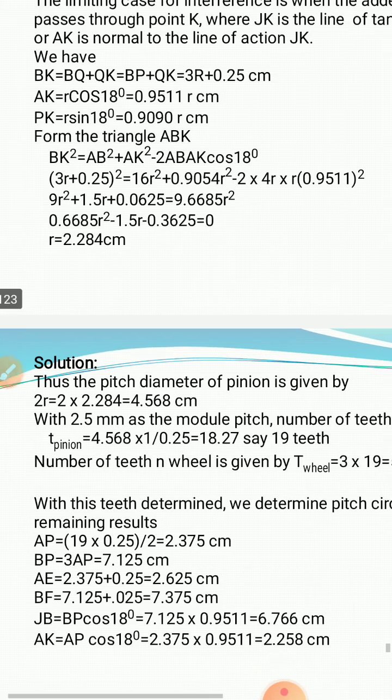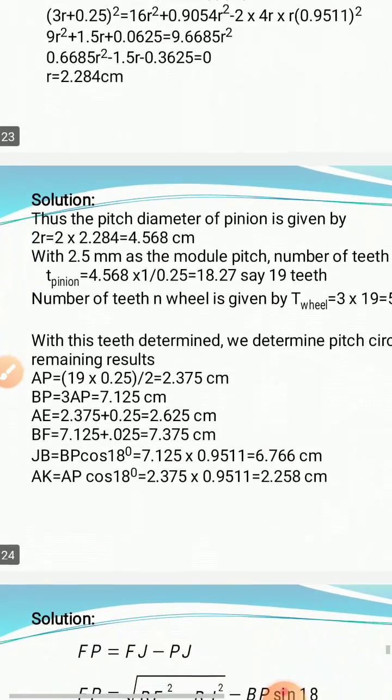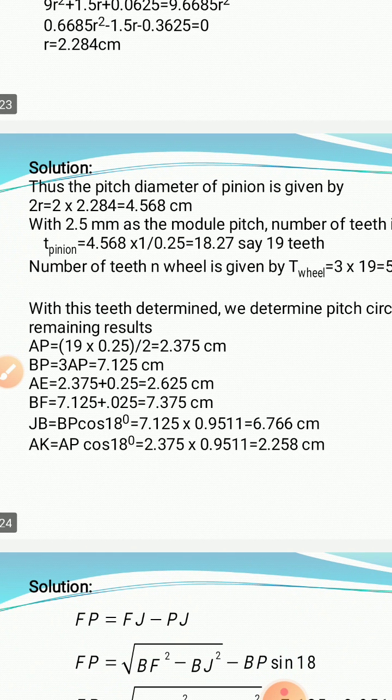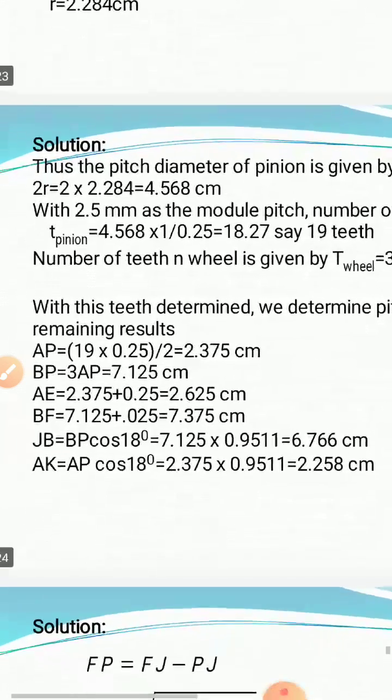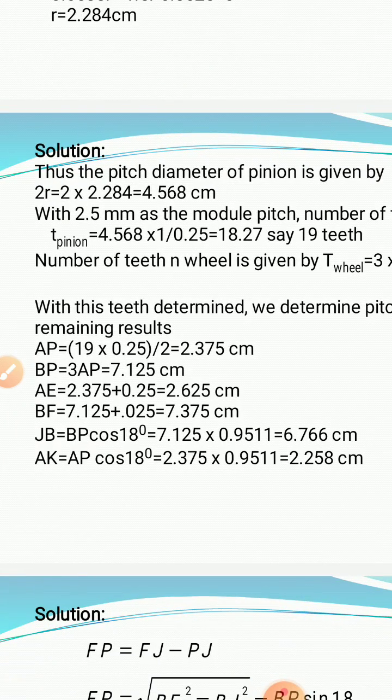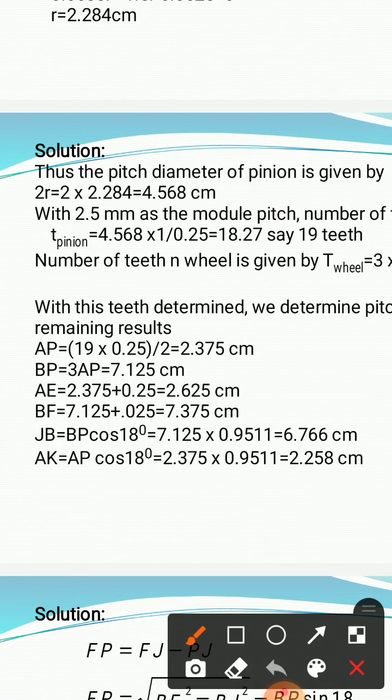Now to find out the pitch diameter of that pinion, pitch diameter is nothing but 2 times the radius. So it will become 2 into r, where r we calculated here. Now the number of teeth we can find out.